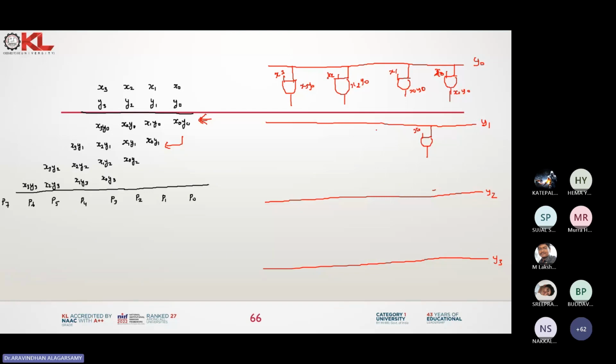Can you tell me what is the next one? What is this? X1. What is this? X2, X2. Very good. What is that? X3. Very good. Which I drew? I drew this. Any doubts on this?